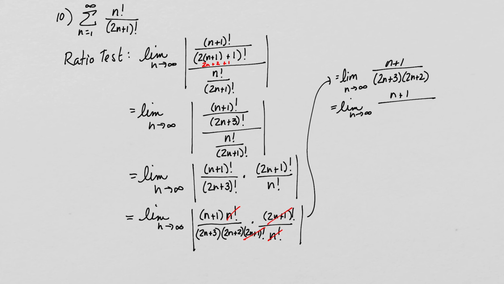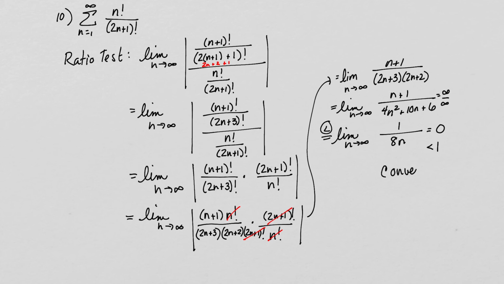Just because I see that the power on the bottom is bigger than the power on the top, so I know the limit's going to be 0. But you could multiply this out, so you would have 4n squared, plus we'd have a 6n and a 4n, so 10n plus 6, and if I plug in there, I get infinity over infinity. So if I do L'Hopital's rule, I get the limit as n approaches infinity of 1 over 8n, and that is going to go to 0. We know that 0 is less than 1, so this is going to converge.